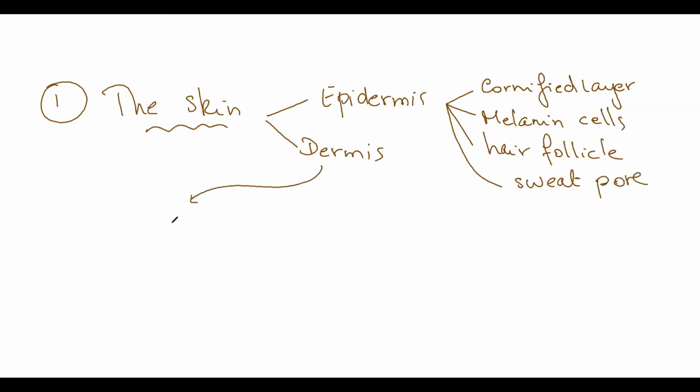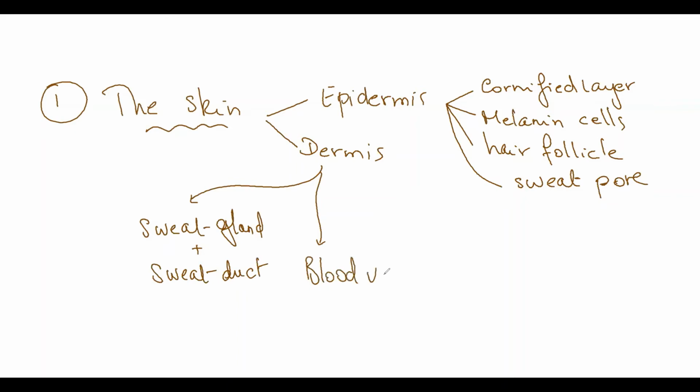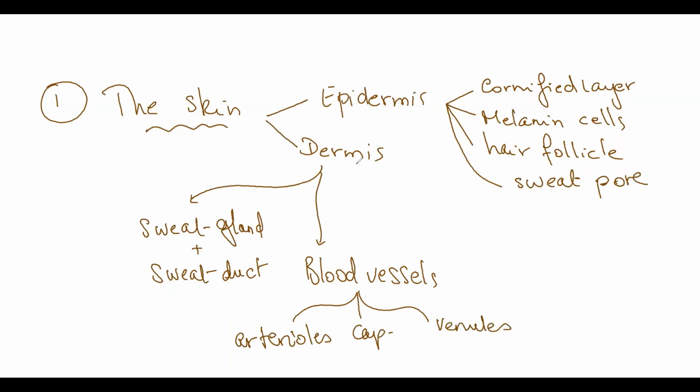Dermis contains the sweat gland together with the sweat duct. Of course, the sweat duct opens onto the epidermis. It also has blood vessels. The blood vessels here can never be arteries. They are arterioles, which are the small arteries, capillaries, and venules, which are small veins. It also has nerve endings, meaning receptor cells or sensory receptor cells, and just below the skin there is adipose tissue.